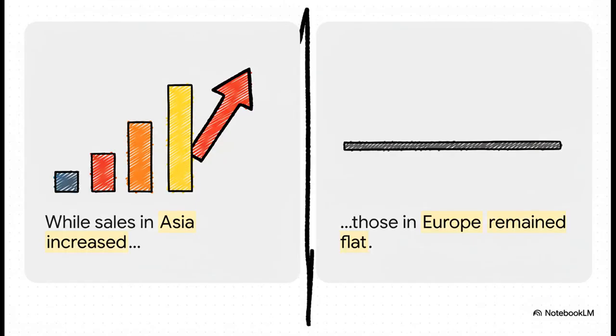And this is a perfect example of what I'm talking about. When you use a structure like, "while sales in Asia increased, those in Europe remained flat," you're creating this really powerful contrast that's easy for people to remember. It's just one simple sentence, but wow, it can tell a pretty complex story.